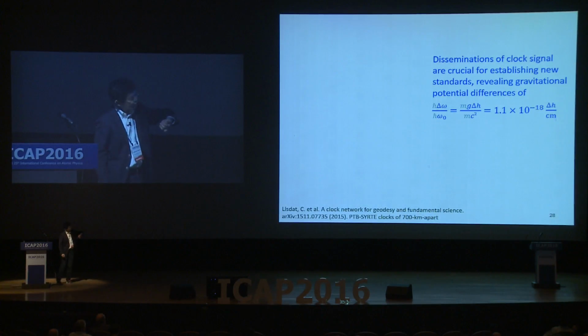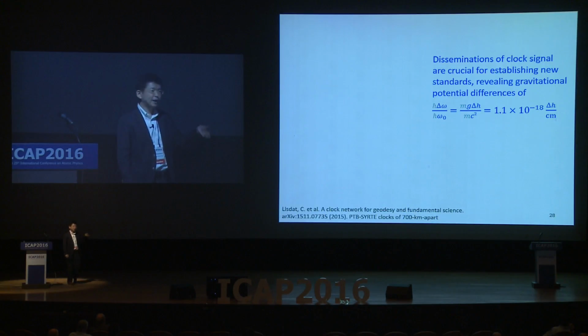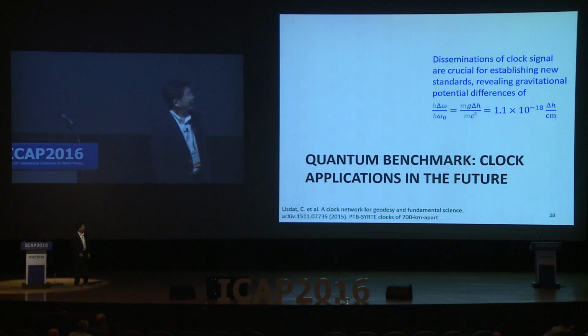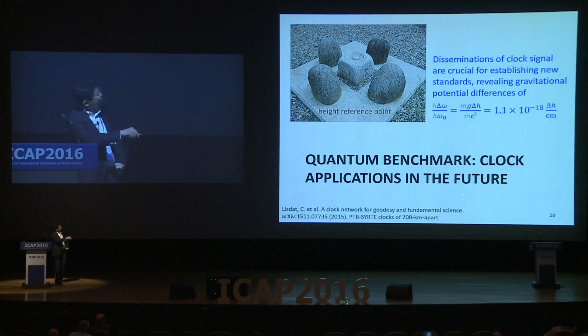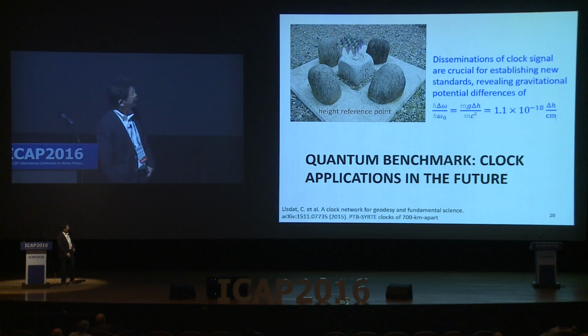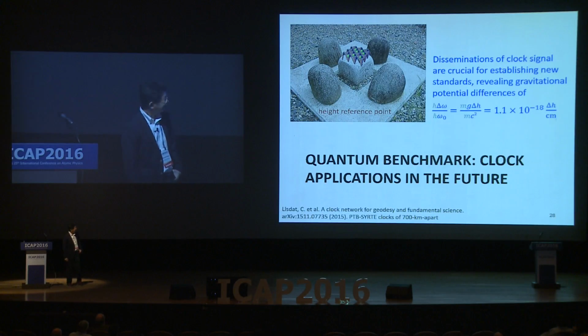So this is the final topic, geopotentiometry. Atomic clocks feel a 10 to the minus 18 gravitational redshift by changing the height difference by 1 centimeter. Because we have a 10 to the minus 18 level clock, we can measure 1 centimeter in principle. So I call it a quantum benchmark. This kind of monument will be replaced by optical clocks in the near future. In 20 years, 30 years, I hope so.